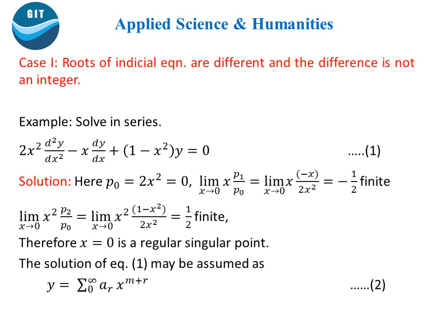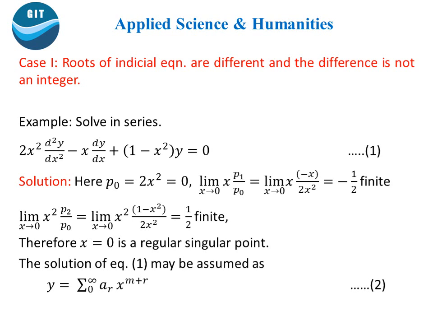Let us consider an example of case first, when roots of indicial equation are different and difference is not an integer. The example is 2x square d2y by dx square minus x dy by dx plus 1 minus x square times y is equal to 0. Here P0 is equal to 2x square, which is 0 at x is equal to 0, and on applying the condition limit x tends to 0, x P1 upon P0 and limit x tends to 0, x square P2 upon P0, both the values are finite if we simplify.